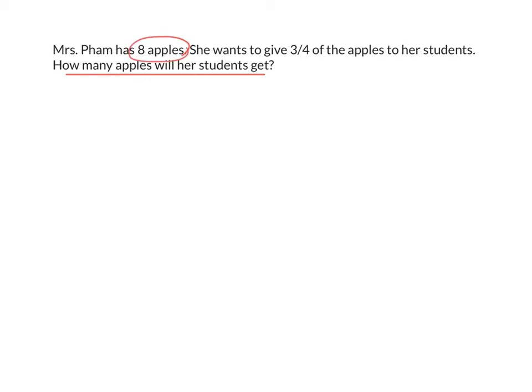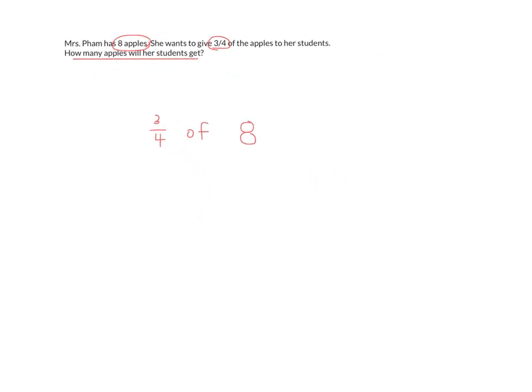8. Okay, so we're finding a fraction of the set, so we're finding a fraction of 8. What fraction of her set is she giving away? 3/4. Okay, so we're trying to find 3/4 of 8. How many items should we draw in our set? 8. We want to split it into how many equal-sized groups? 4. So then we draw 4 across. 1, 2, 3, 4, 5, 6, 7, 8.